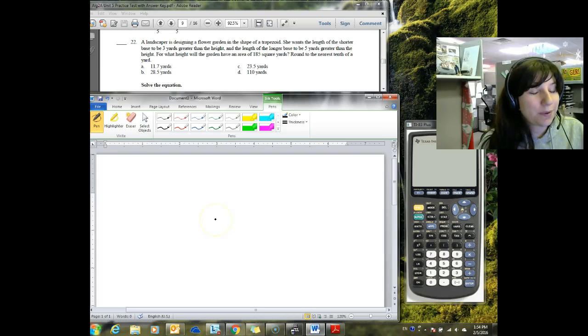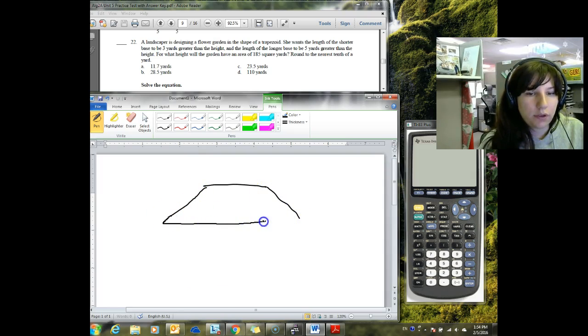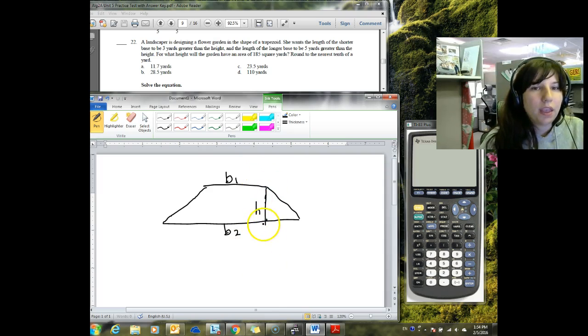All right, number 22, another word problem. Let's draw this one out as well. So a landscaper is designing a flower garden in the shape of a trapezoid. So you gotta know what a trapezoid looks like. Try and remember back from geometry, something like that. There's one base, two bases, and then you've got your height, right?